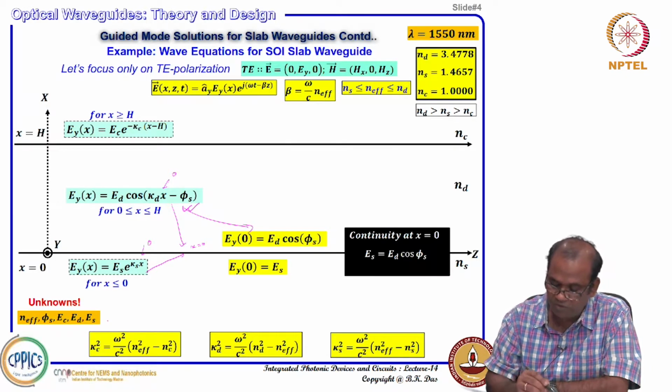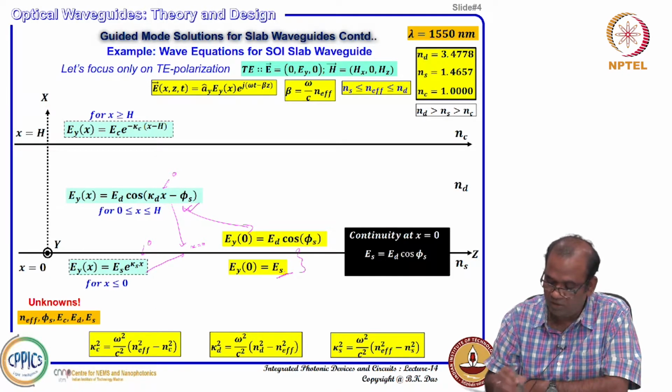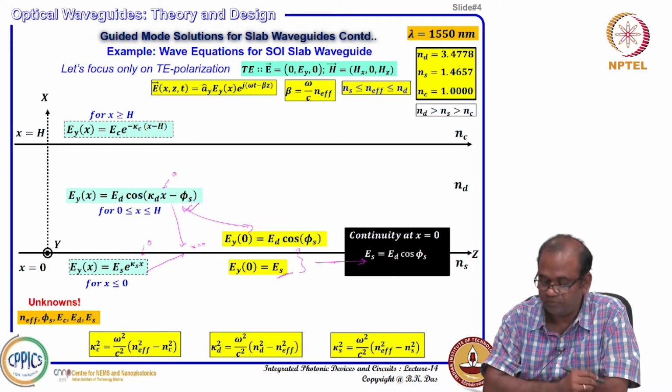From this expression what we get? We get at x equal to 0, it is actually E d cosine phi s, and here at x equal to 0, it is actually E s. So this thing must be equal, that is what I have written here.